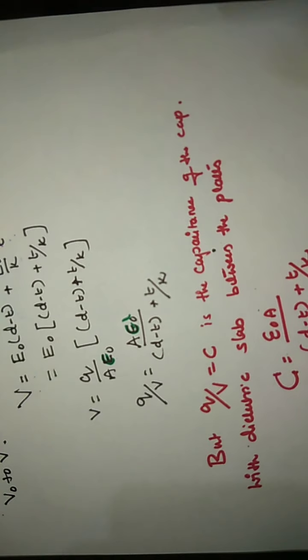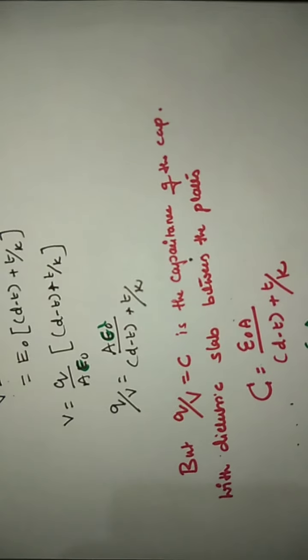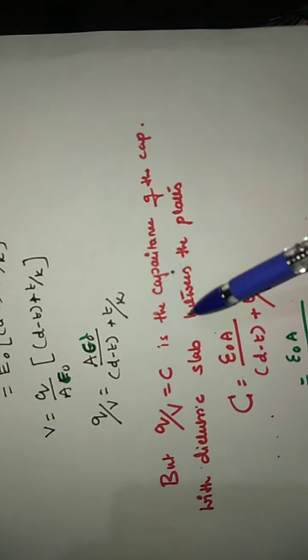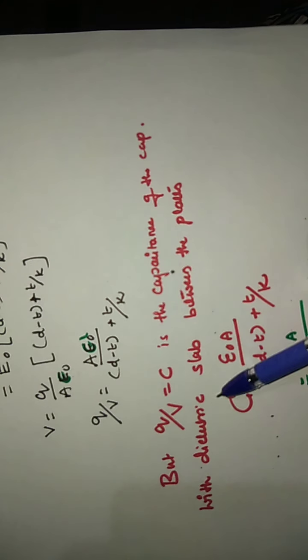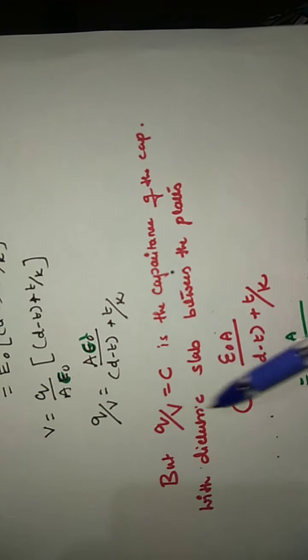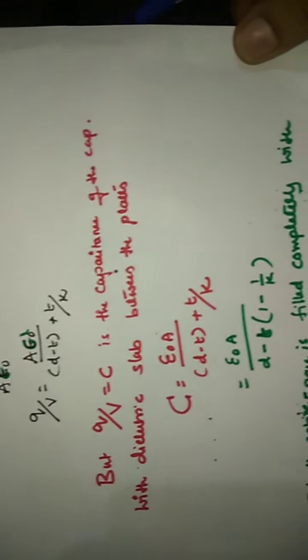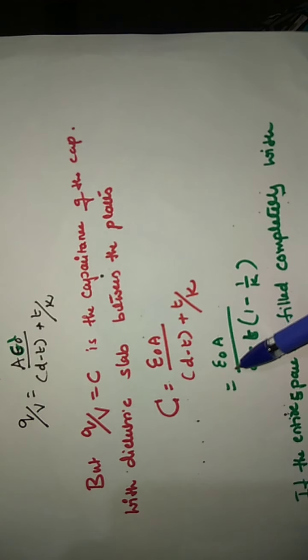Now we know that capacitance C is given by Q by V, that is the ratio of charge per unit potential difference. So with the dielectric slab between the plates, by putting the value of Q by V as C, we get C is equal to epsilon naught A divided by D minus T plus T by K. By simplifying this, we get epsilon naught A divided by D minus T into (1 minus 1 by K).